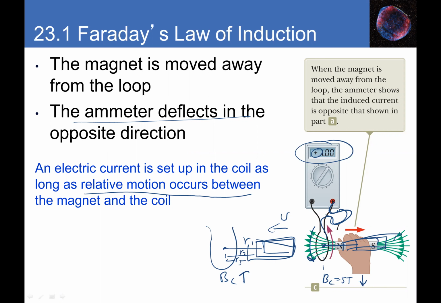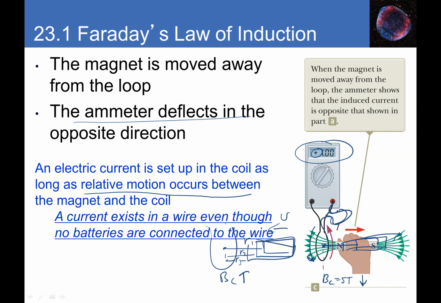How do you generate the current? By moving the magnet, using the magnetic field. So that means he more or less was successful in generating electricity from magnetic fields. But there are some other experiments we're going to see. So let's say current exists in the wire even though no batteries are connected to the wire. I think we have established that right now.